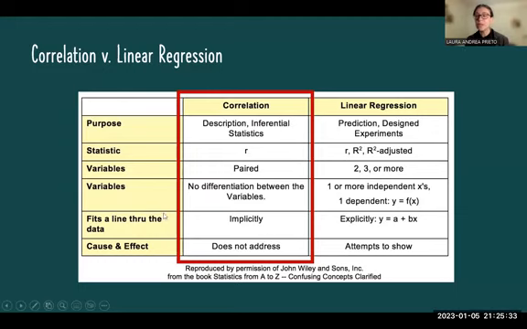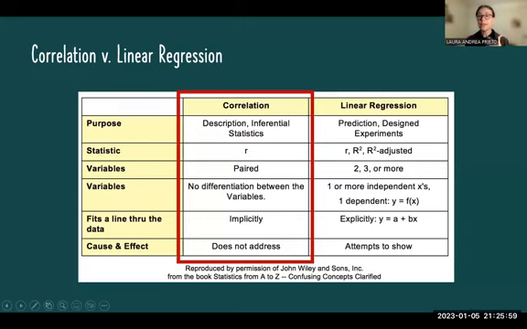Correlation analysis also assumes a linear relationship between the two variables, but it does not make it explicit. So I'm not trying to predict anything with any formulas. And finally, correlational analysis does not address cause and effect, while linear regression really does try to predict or show that some variable is related in this way to another variable.